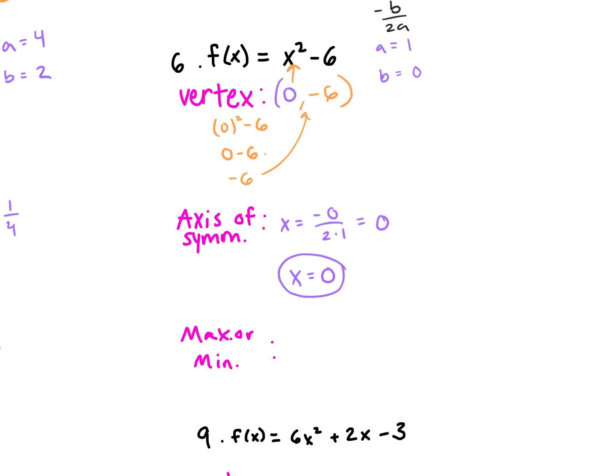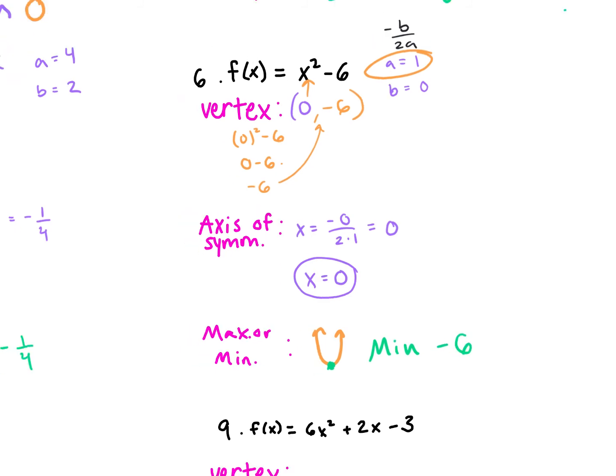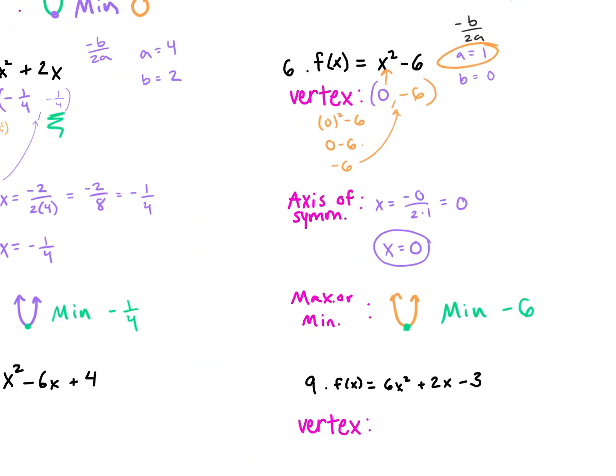Does this graph open up or open down? It opens up because a is positive. So is my vertex at the maximum or minimum? Minimum. And what's my minimum value? Negative 6. Any questions there? All right.